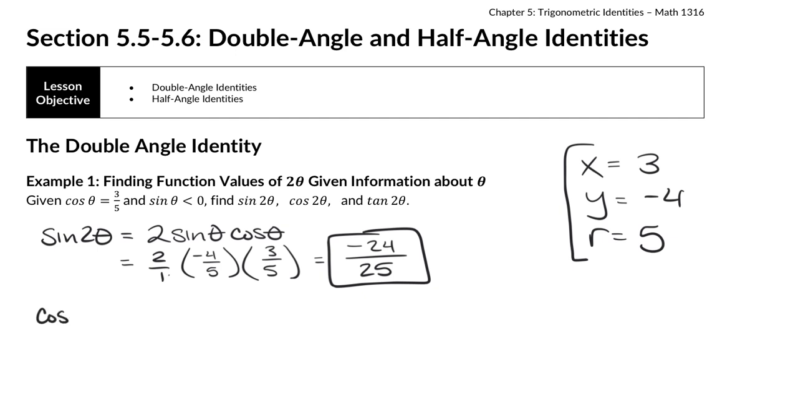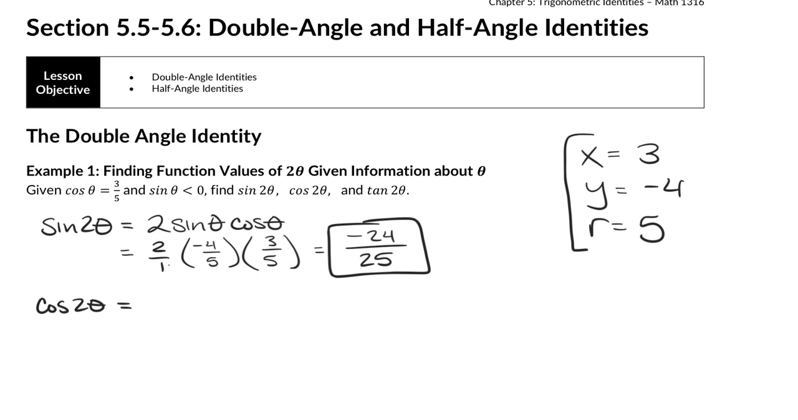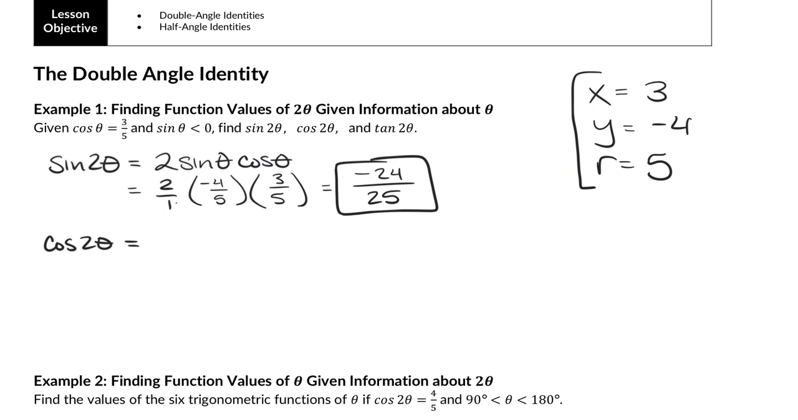If we continue doing this, this question wants all three. So we do cosine of 2 theta. Honestly, we get to pick whichever one we want. But just for practice with squaring stuff, we're going to pick the first one. The formula for cosine of 2 theta is cosine squared of theta minus sine squared of theta.